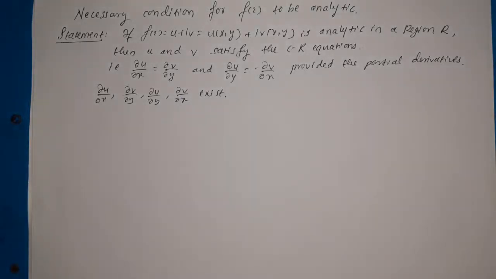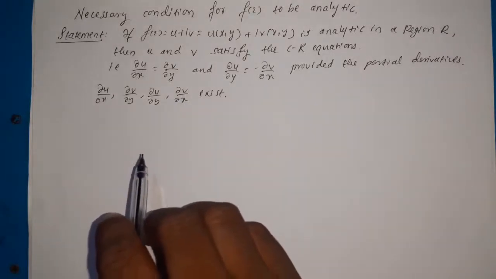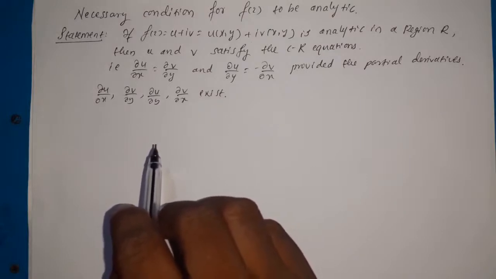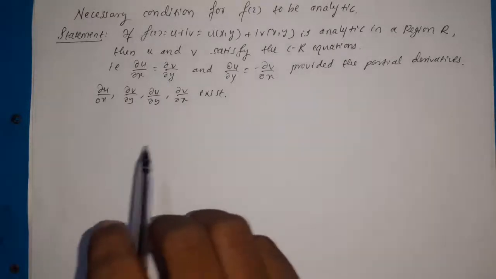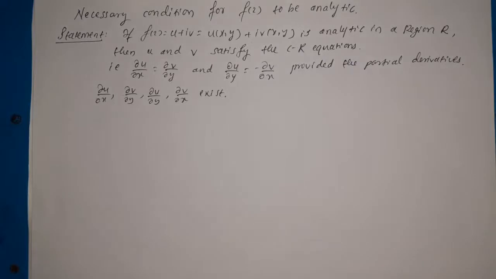So this is the statement for the necessary condition for the function to be analytic. Means if the function is analytic, then the real and imaginary parts of that function of a complex variable will satisfy the CR equations, that is Cauchy-Riemann equations. So let us prove this one, and it is very important regarding the examinations.